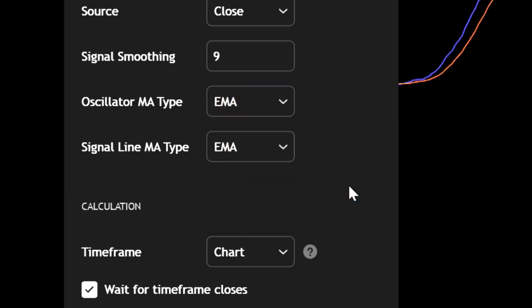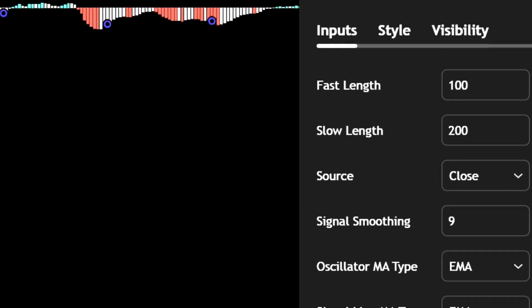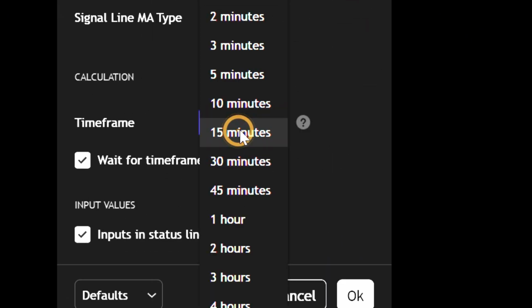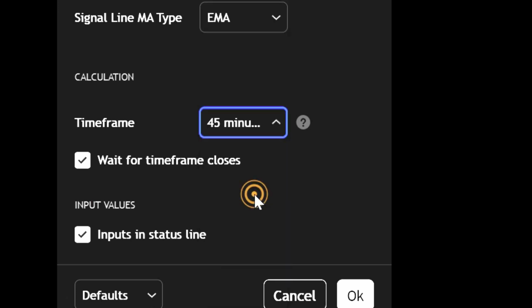Now, the real trick is checking momentum on a higher time frame. Since we're on a 15-minute chart, let's bump up the MACD to a 45-minute time frame. Going 1 or 2 time frames higher is the sweet spot. So, whatever chart you are trading, just set it up a notch or 2 for the MACD.